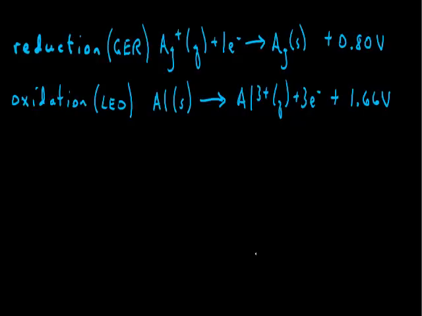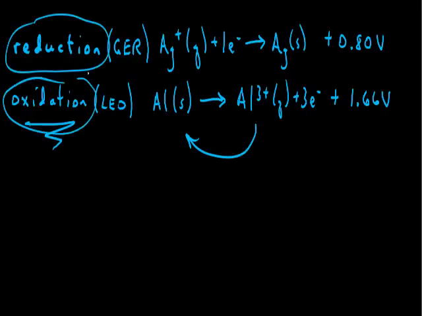Now that we've taken the aluminum half reaction and flipped it, that's turned this half reaction into the process of oxidation. We now have a half reaction, one of which is reduction and one of which is oxidation. These two half reactions can now be combined to make a whole, or an entire, electrochemical reaction.